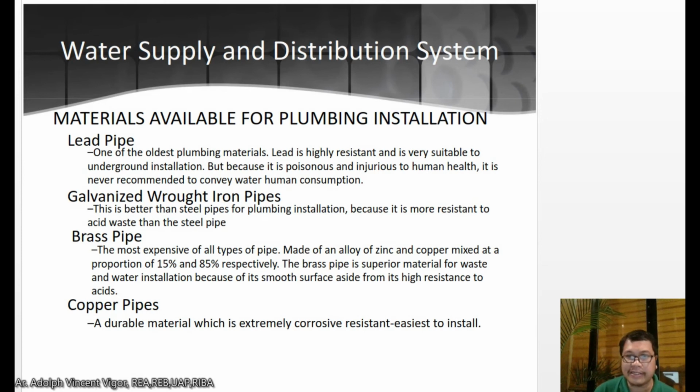The most expensive of all types of pipe, it is made of an alloy of zinc and copper mixed at a proportion of 15% and 85% respectively. So the brass pipe is a superior material for waste and water installation because of its smooth surface aside from its high resistance to acids. Then you have the copper pipes. It's a durable material which is extremely corrosion resistant and the easiest to install.